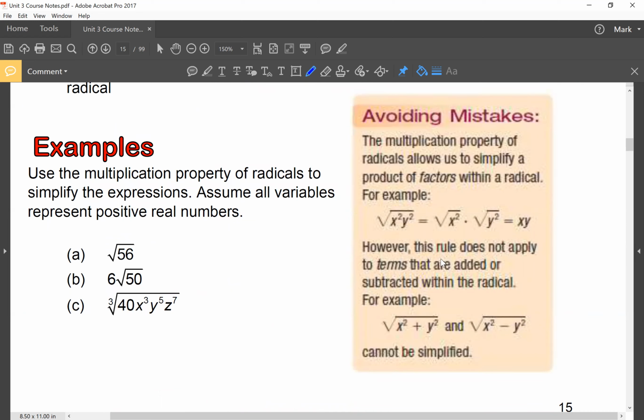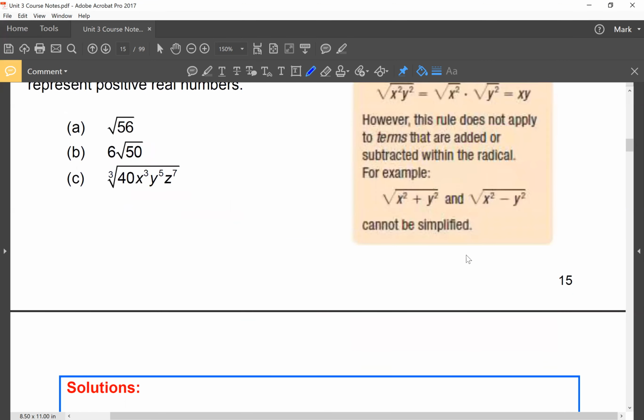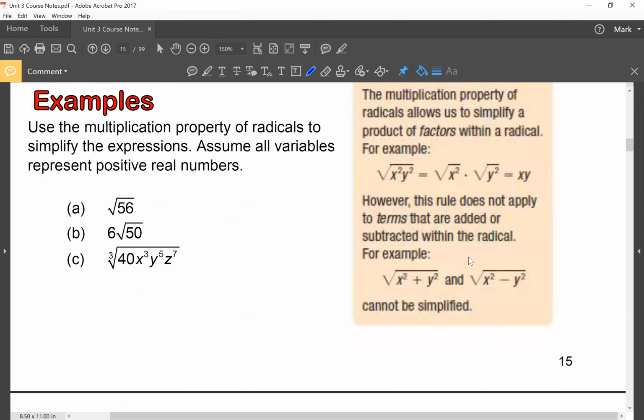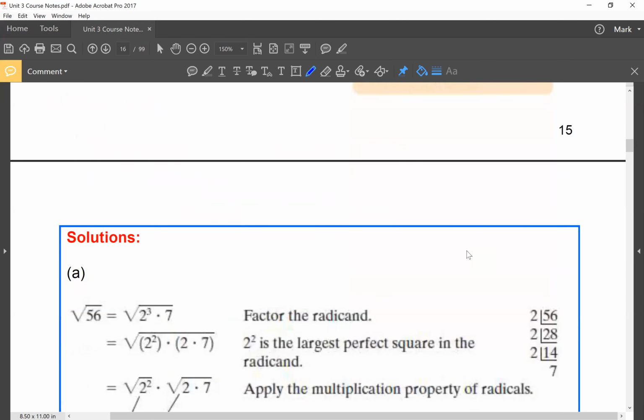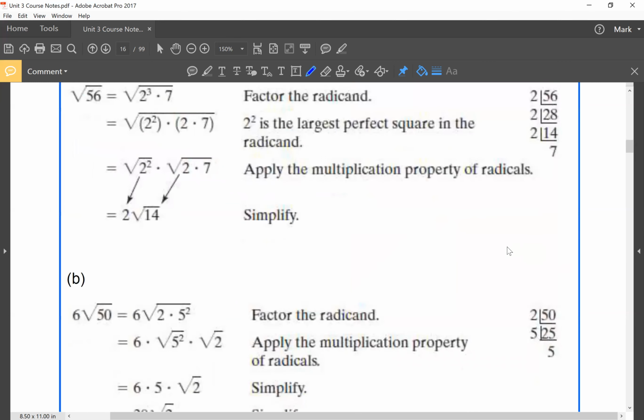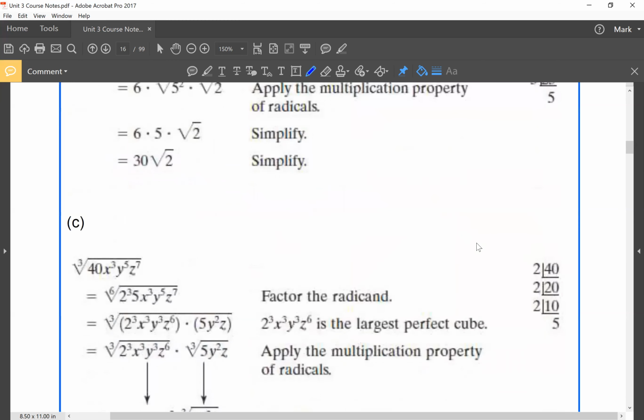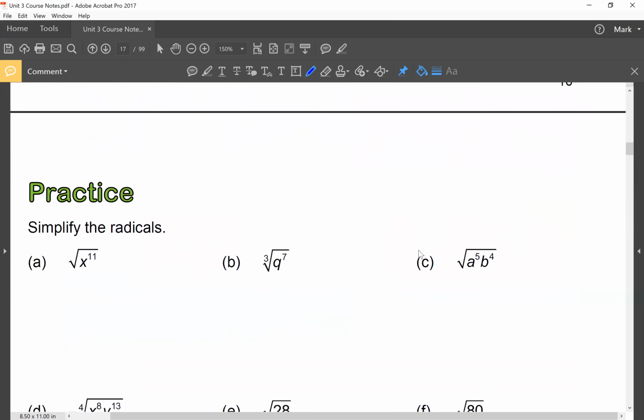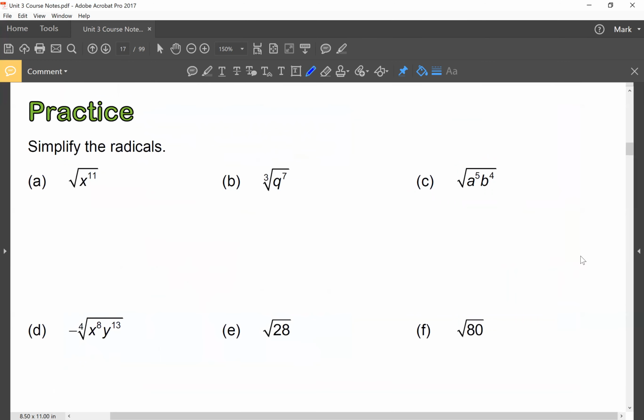So you can do this with actual numbers like in A, B, and C. There are numbers in front here. For question number A, I can factor the radicand, the number under the root sign, and I can remove the factor. For B, I can do the same thing. I can factor it and remove from the radicand. And I guess it's probably just easier for me to show you this. So let's look at some practice examples.